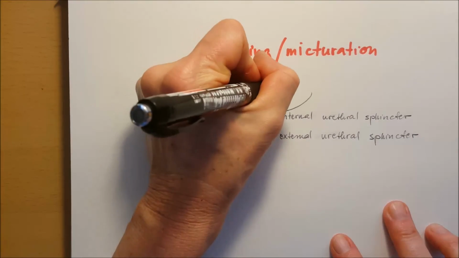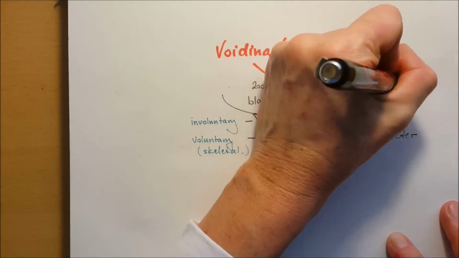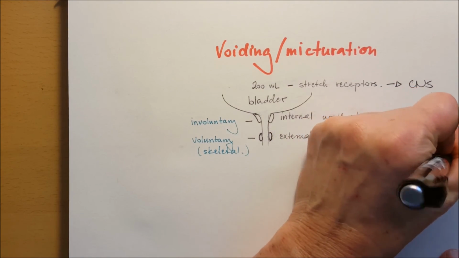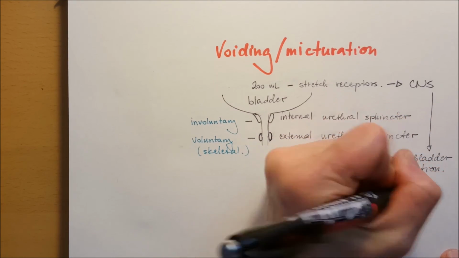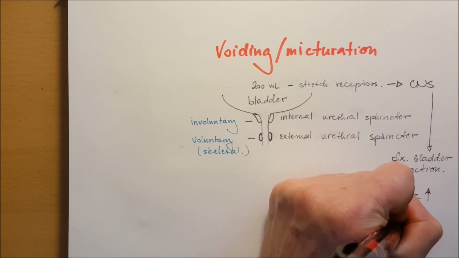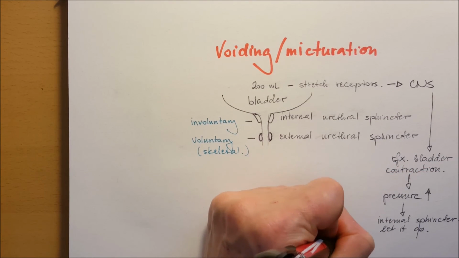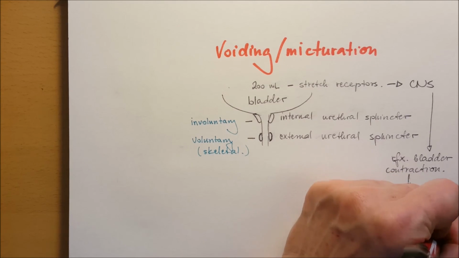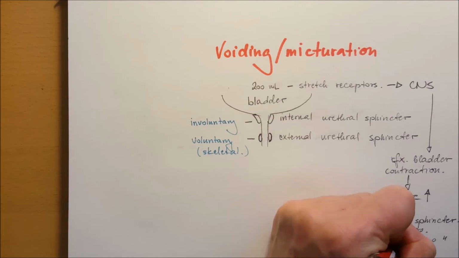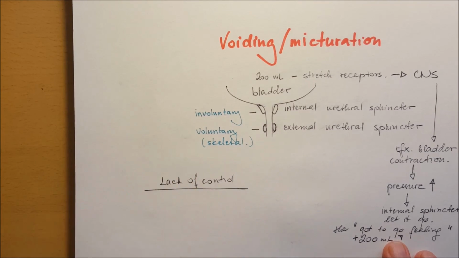So what happens? We gather the urine in the bladder. When it reaches around 200 milliliters, it starts to stretch the wall of the bladder, and the stretch receptors signal the central nervous system, where the reflex happens and the bladder starts to contract, and the pressure inside the bladder increases, so the internal sphincter lets it go. So you will feel the I-got-to-go, but up to 200 milliliters additional can be stored in the bladder when somebody really wants to hold it.